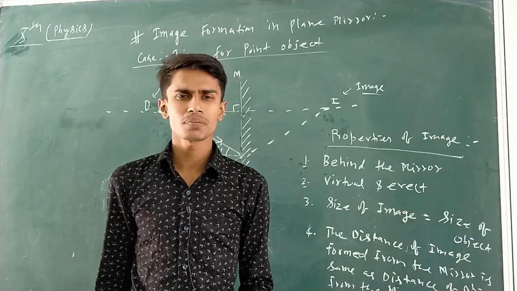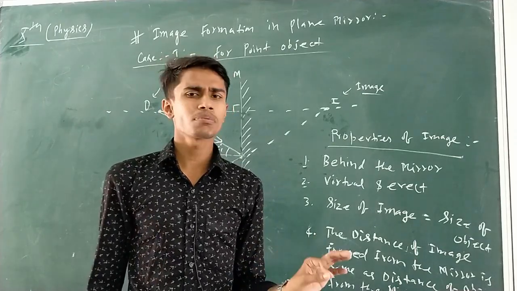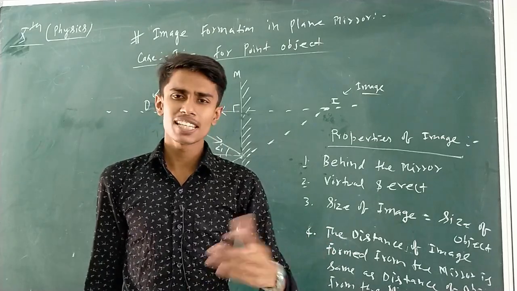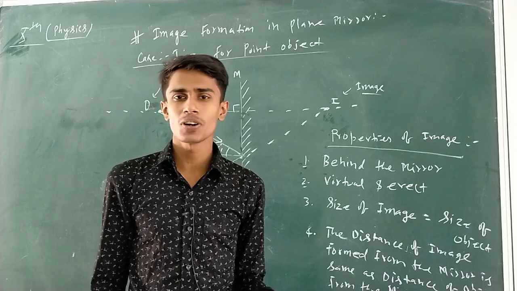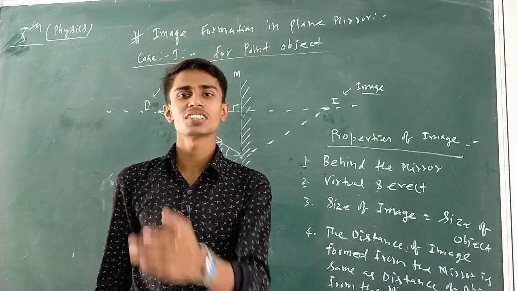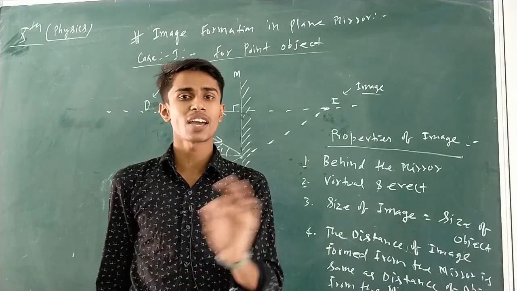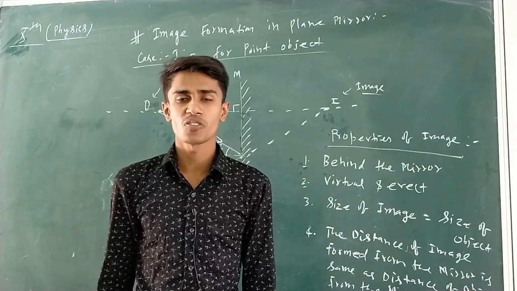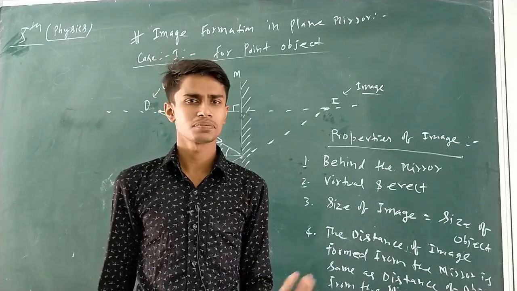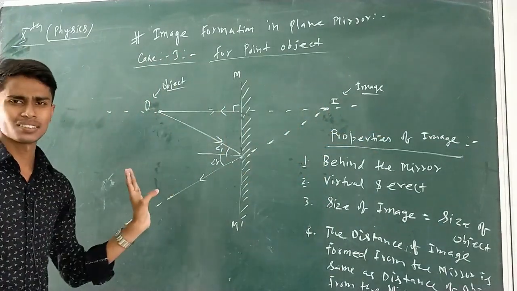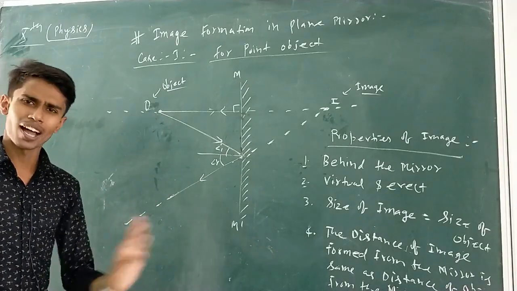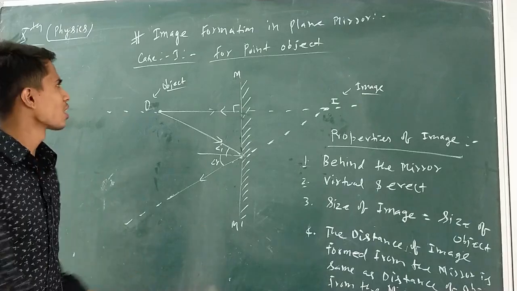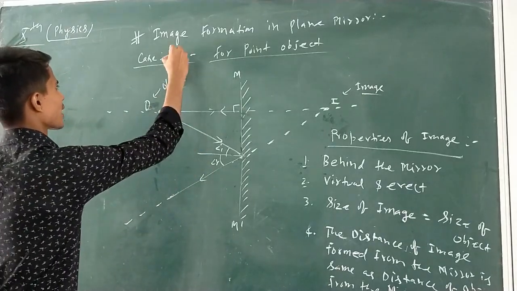Could you define lateral inversion? You can simply say the left-right reversal of image formed in case of plane mirror is called lateral inversion, or you can say that whenever an object is placed in front of plane mirror, the left side of the object appears in the right side of the image and the right side of the object appears in the left side of the image. This property is called lateral inversion. Have you concluded? Any problem? You can just pin it in the group. I will discuss. Now come to case number 2 for an extended object.